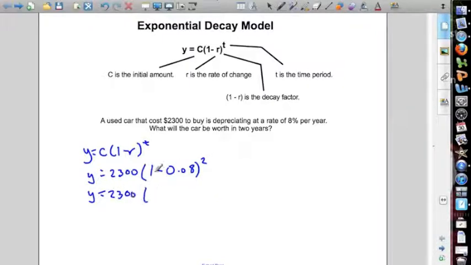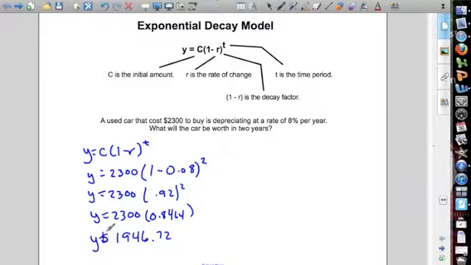I do my parentheses first. 1 minus 0.08 is 0.92. And I'm squaring that. When you square 0.92, you get 0.8464. When I take that times 2,300, I get $1,946.72.